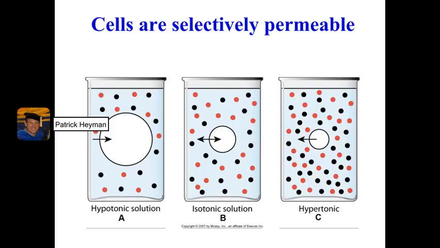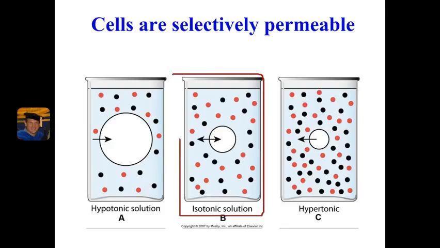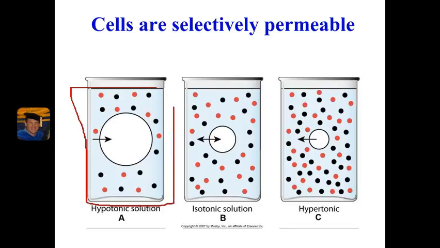So this is just an illustration of what happens to a cell membrane when you put it in different types of solutions. So let's start with the middle one, isotonic. If the amount of dots, electrolytes, are the same as inside the cell, the concentrations are equal, then the amount of water moving in and out of the cell is going to be the same, and the cell will stay the same size.